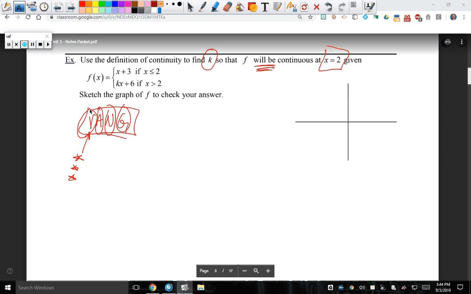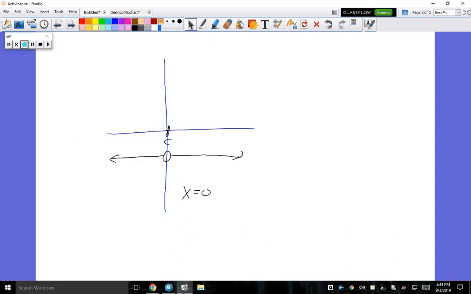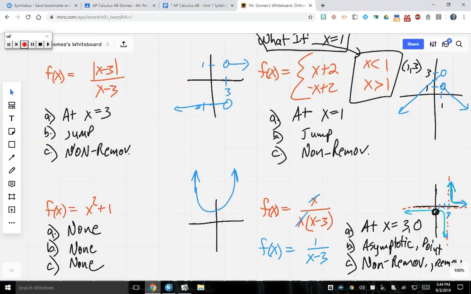Okay? So let's go ahead and look at what the answer should be. We're trying to find a k that would make this continuous. Okay? So let's go to our answer right here. Let me scroll down and show you.